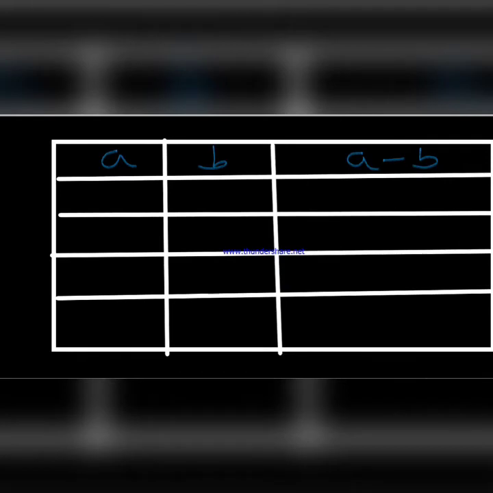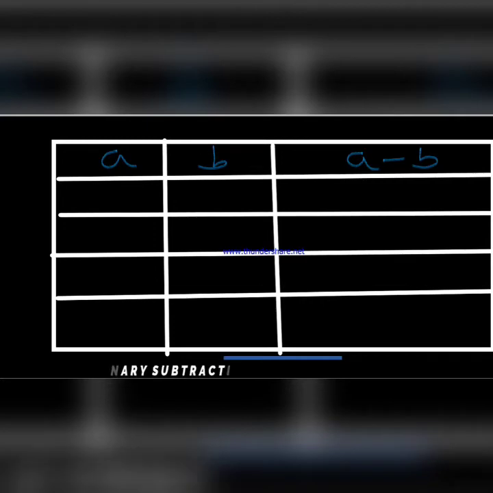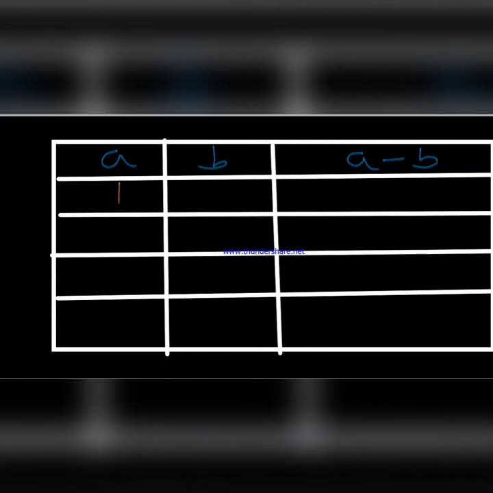The second arithmetic operation is binary subtraction. Let's see the rules for this. So first is, if A is 1 and B is 0, the answer will be 1, just like normal mathematics. 0 minus 0 will be 0.